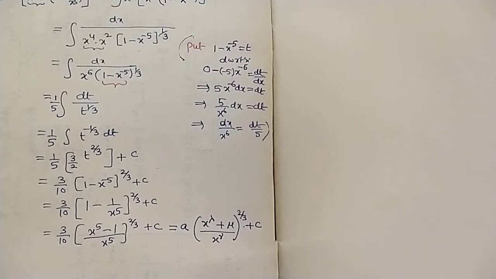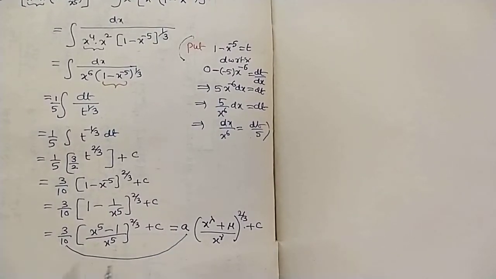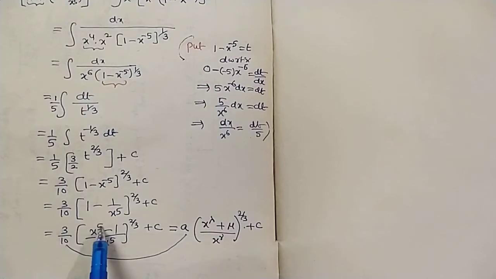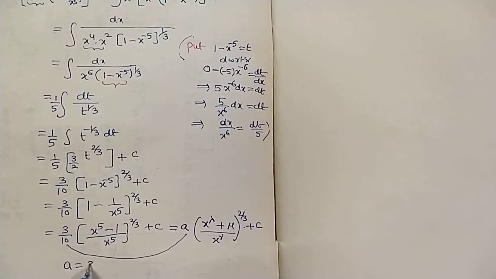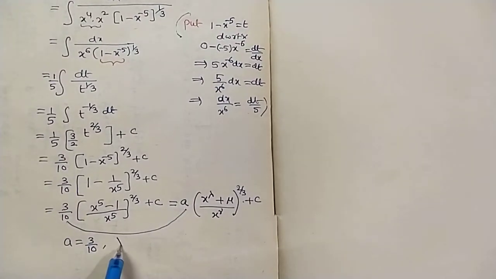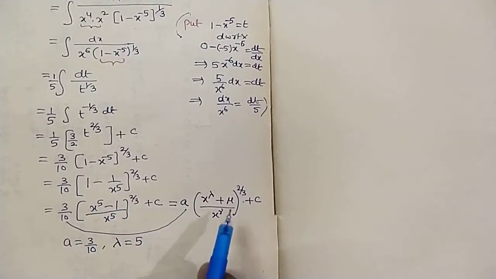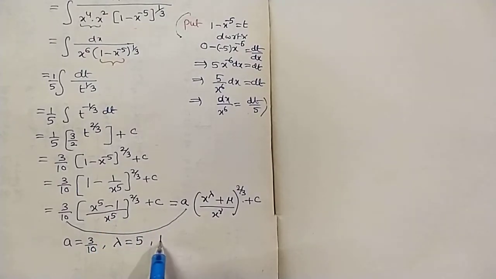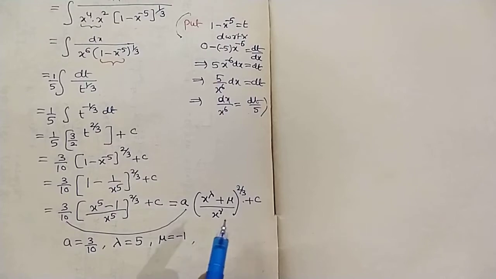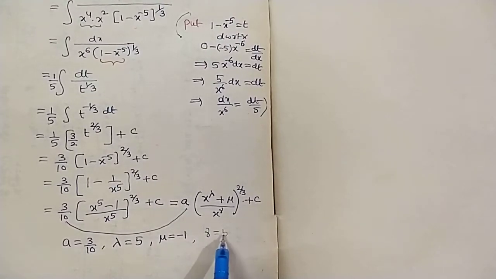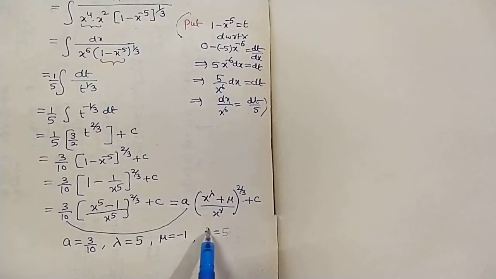Now they are asking to calculate. Comparing these values, a is equal to 3 by 10 and lambda is equal to 5. Here we are comparing, and mu is equal to minus 1, and gamma is also 5. Observe carefully.